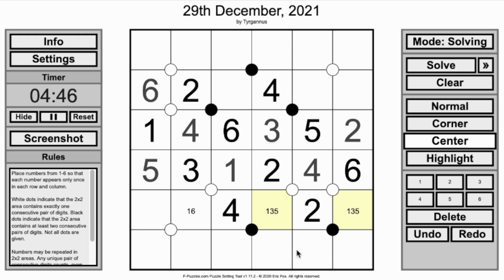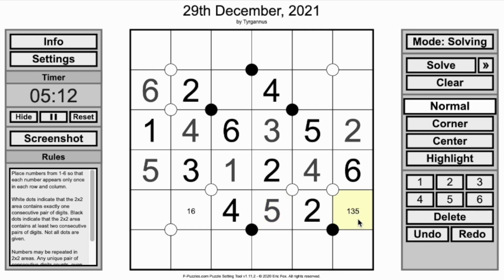1, 3, 5. So that's the first thing that I see there. And now, of those 1, 3, and 5, which of those are legal here? Well, a 1 would give us 2 consecutive pairs, the 1, 2, and this 1, 2. And a 3 would give us a 2, 3, a 2, 3, and a 3, 4. So both of those would result in black dots. So this must, in fact, be a 5.